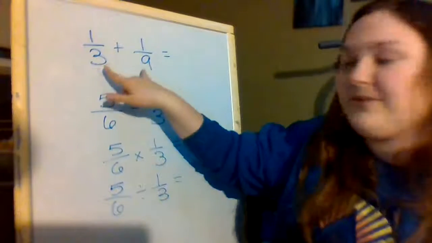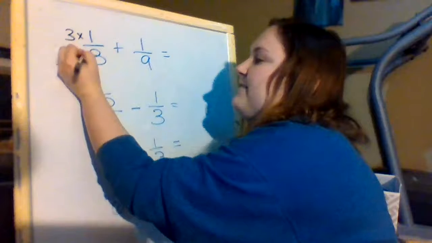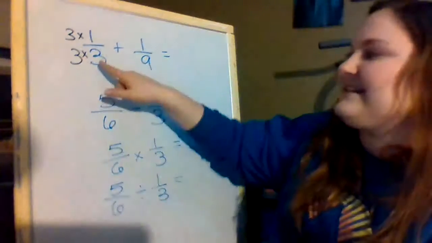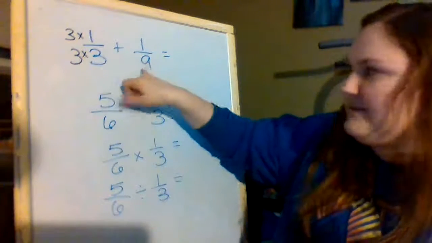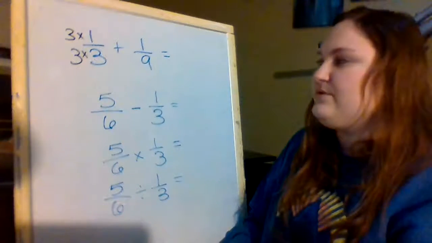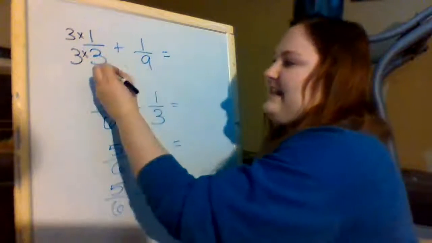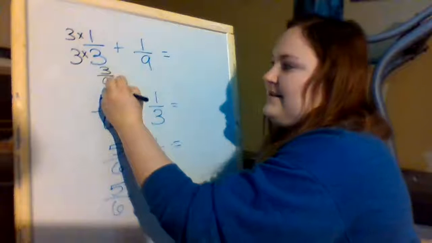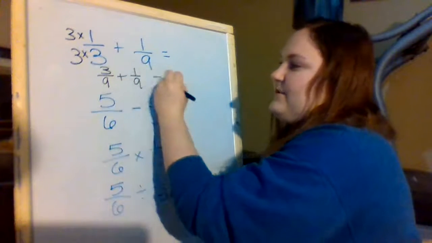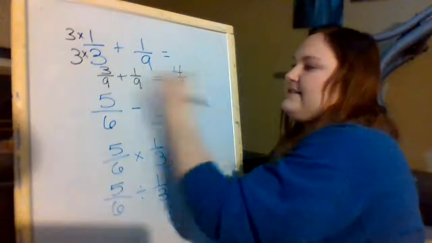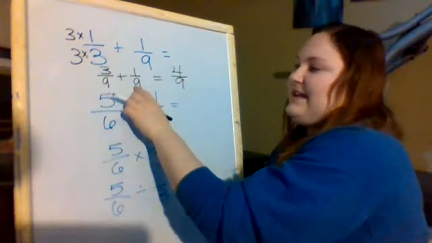For this first one, in order to make these denominators the same, you had to multiply this first fraction by 3. We're choosing 3 because I know 3 times 3 would give me this 9 here. When you do that, instead of 1/3 plus 1/9, it would say 3/9 plus 1/9, which gives you 4/9. You add your numerators, you keep your denominator the same.